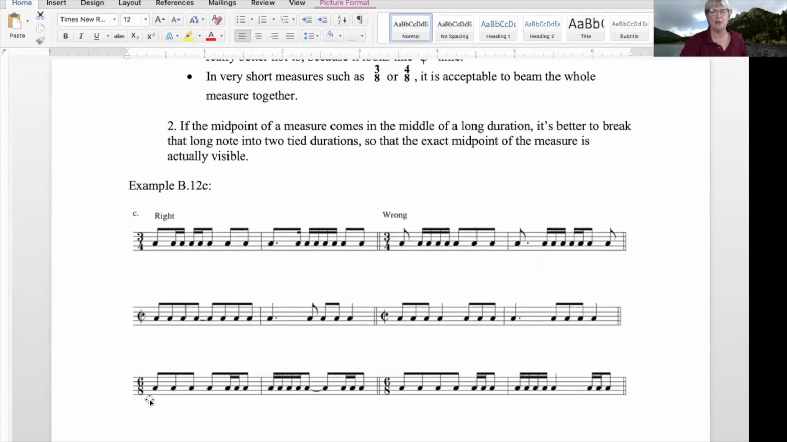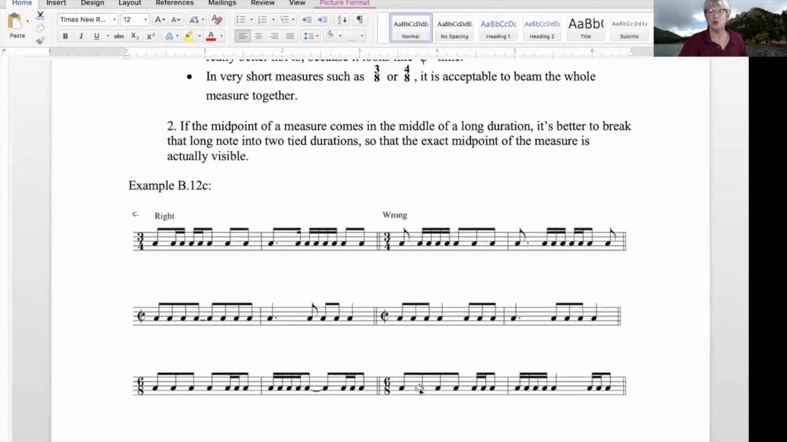Take a look down here at the 6/8 measure. In 6/8 time, you still have the equivalent of 3 quarter notes or 6 eighth notes per measure, but now the beat is the dotted quarter note. So the correct way to show this meter is to beam the eighth notes and sixteenth notes into groups that are equivalent to or that add up to a dotted quarter note. Ta, ta, ta, ta, ta, ta.